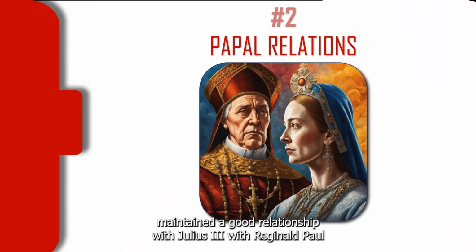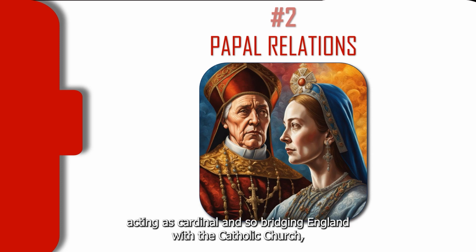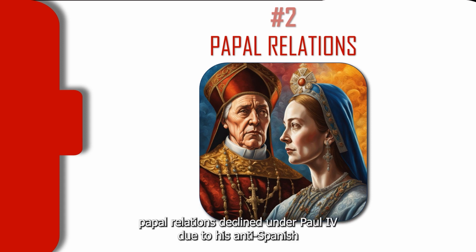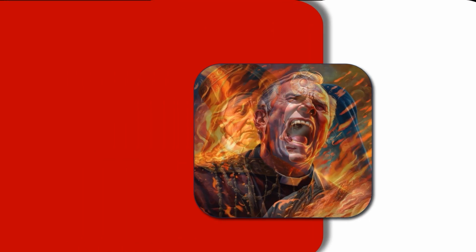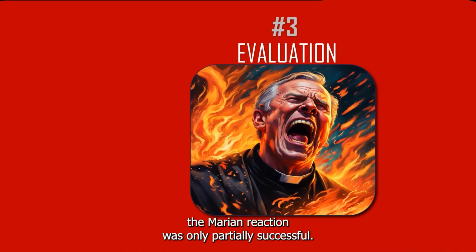Whilst Mary maintained a good relationship with Julius III, with Reginald Pole acting as cardinal, and so bridging England with the Catholic Church, papal relations declined under Paul IV due to his anti-Spanish stance and his long-running enmity with Pole. Therefore, the Marian reaction was only partially successful.